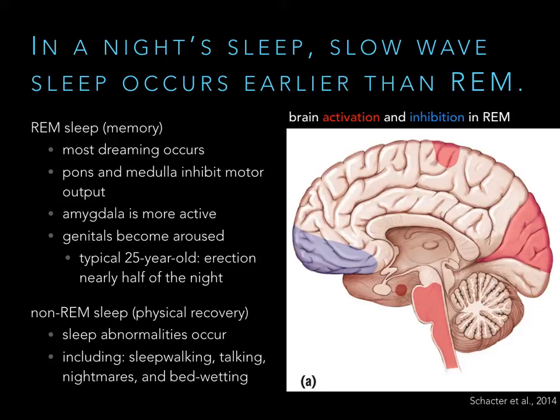Now, in non-REM sleep, we don't usually have dreams, although sometimes you will. This is where you'll get a lot of sleep abnormalities, things like sleepwalking. You can't really get sleepwalking in REM sleep because remember, we have that pons and medulla inhibiting the motor output, but not in non-REM sleep. So this is where you'll find people walking and talking in their sleep, and then some younger folks will potentially wet the bed there.